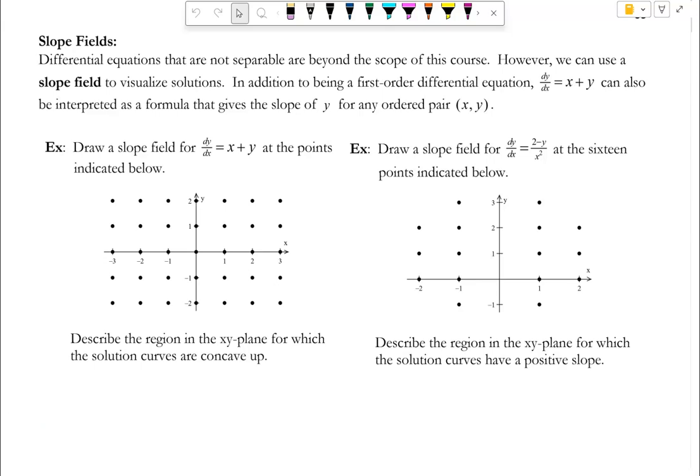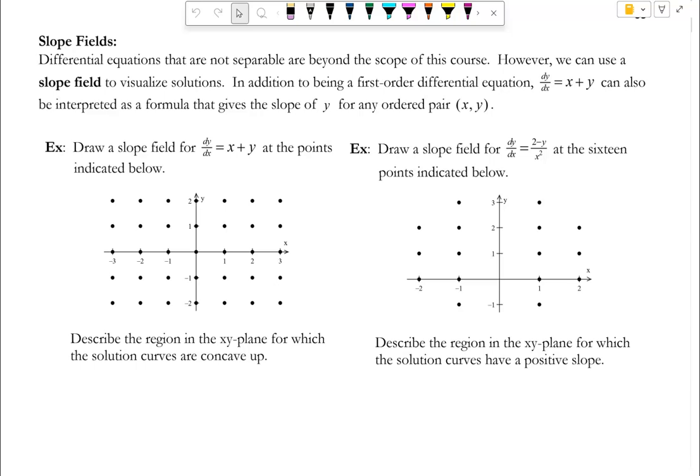So slope fields are a way to visualize the various solutions to a differential equation. And where they're particularly helpful for us in calculus, especially in Calc 1 or Calc 2, is that if we're only able to solve separable differential equations, it makes it hard without use of a slope field to reason about differential equations that are not separable.